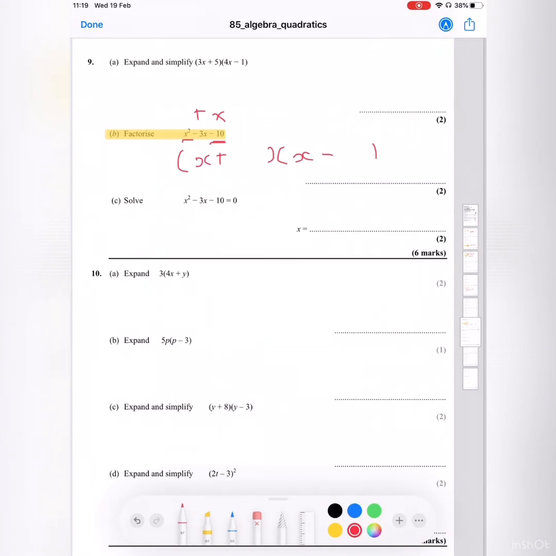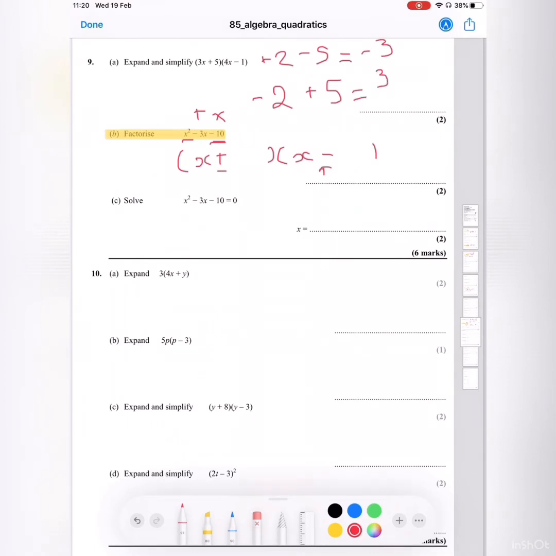So 2 numbers, we can hopefully see that it's going to be 2 and 5, but we just need to work out which one is going to be the positive and which one is going to be the negative. Well, our 2 options are positive 2, take away 5, or minus 2, add 5. Well, if we work out the answer to both of those, we get that.